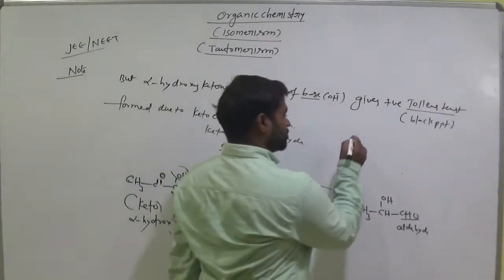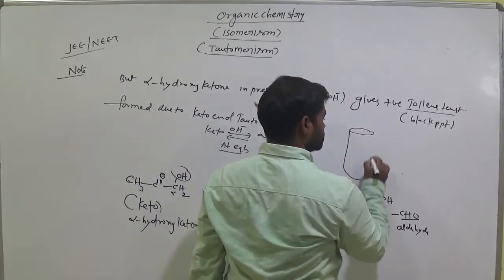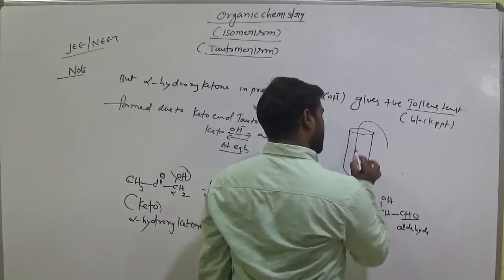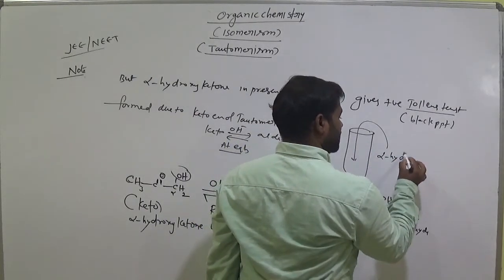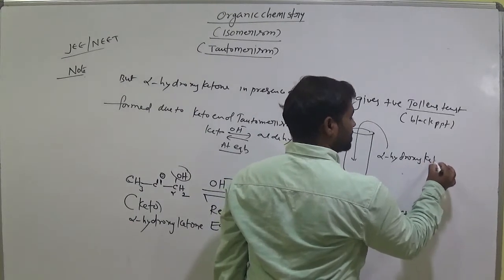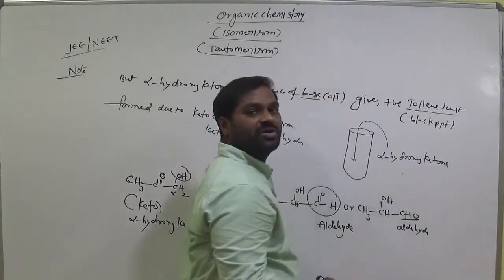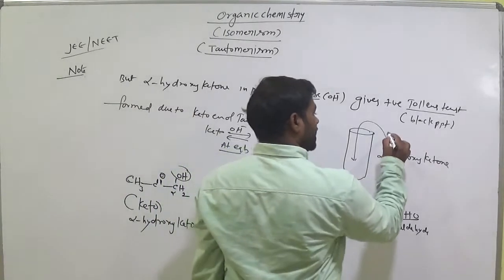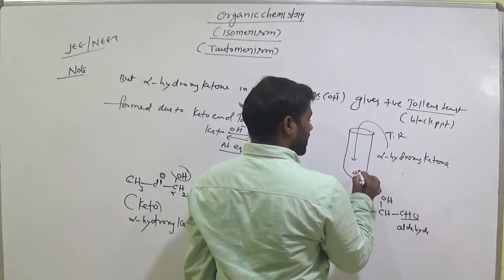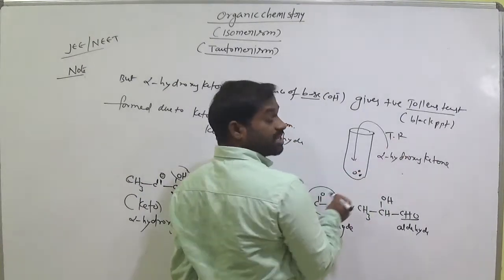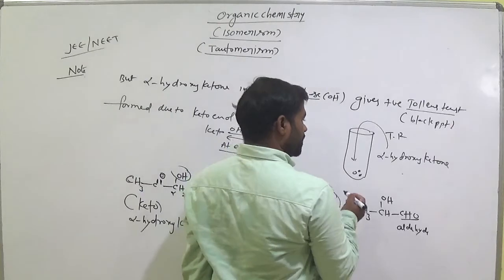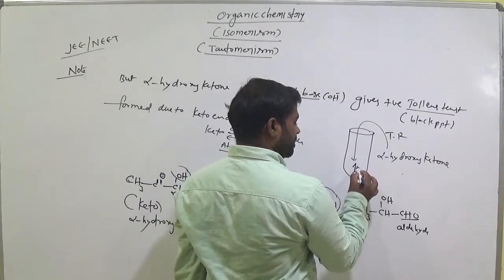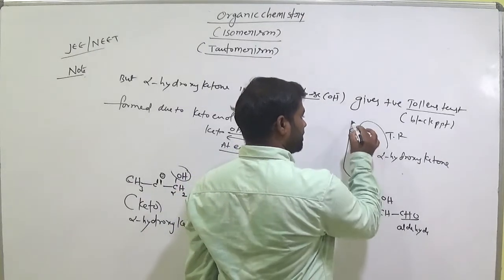Let us take the test tube. Now add alpha hydroxy ketone. In the case of alpha hydroxy ketone, the OH group is there at the alpha carbon. Now add Tollens reagent. This is the alpha hydroxy ketone. Add 1 or 2 drops of Tollens reagent or Benedict solution. Now what happened? This compound becomes aldehyde.